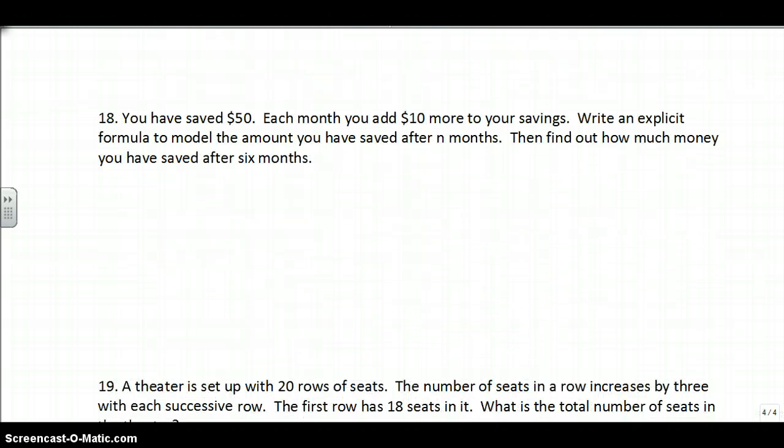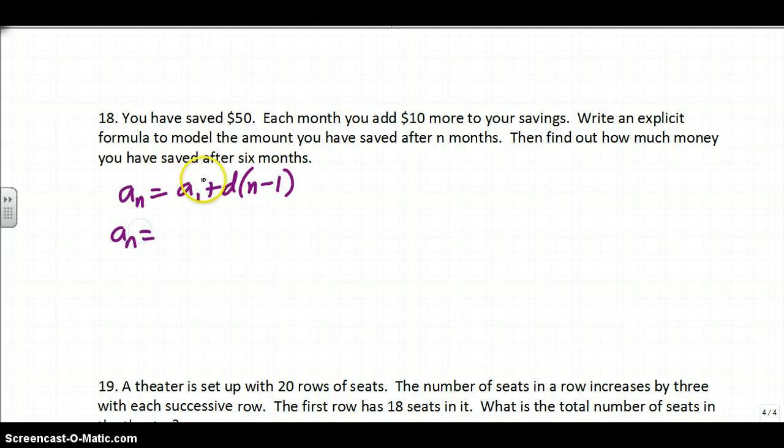The last 3 are word problems, okay? We have saved $50. Each month you add 10 more to your savings. Write an explicit formula to model the amount you have saved after n months. Then find out how much money you've saved after 6 months, okay? So if you think about your explicit formula, you're basically figuring out how much money is in your account after 6 months, right?